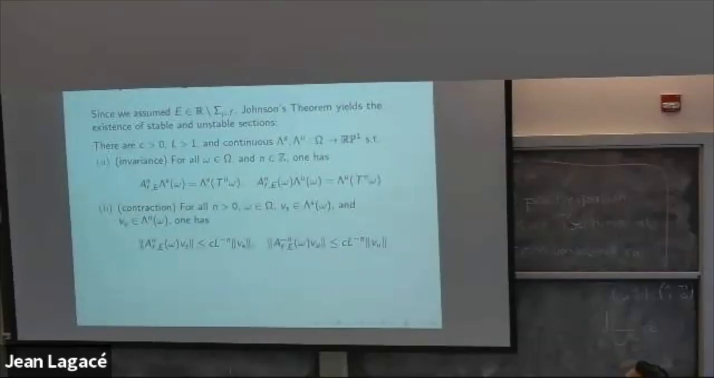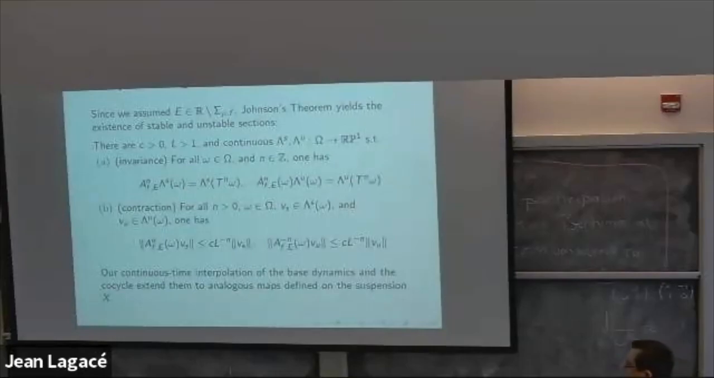So now I'm actually writing down what it means to be a stable and unstable section. This means that they are invariant and you have these suitable decay properties either in forward time or in backward time for vectors in those lines. And so this is why we did what we just did. Our continuous time interpolation of the base dynamics and the cocycle extend these invariant sections to analogous maps that are now defined on X, right? Before they were defined on omega; with our continuous interpolation, we extend the definition from here to the entire product.